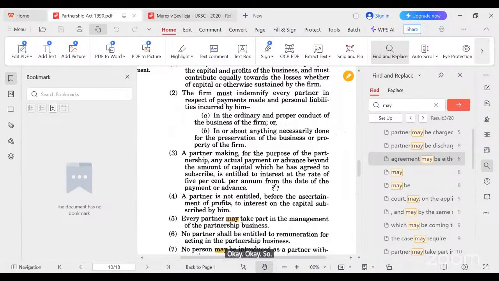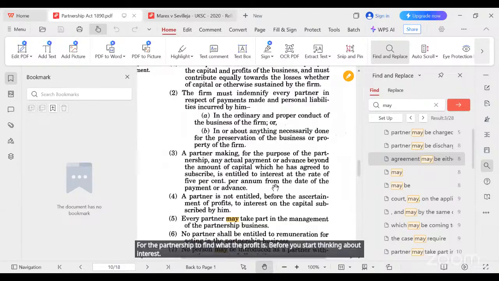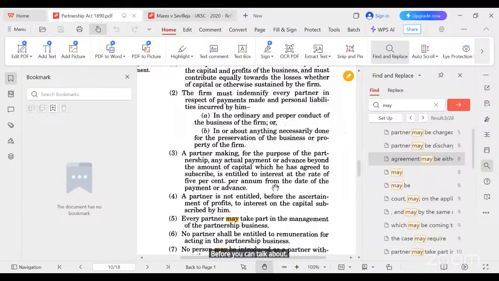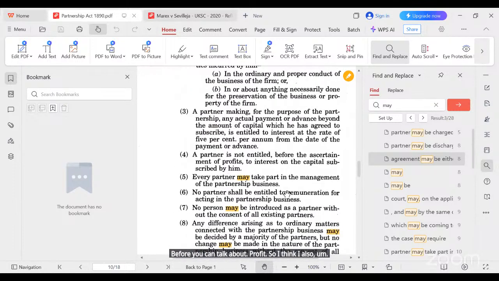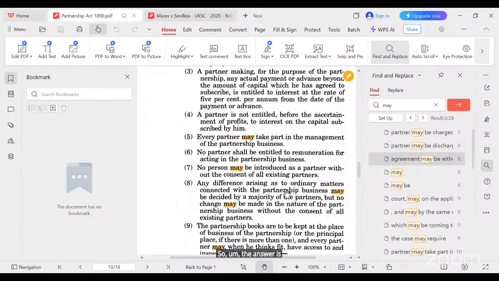So the house, any interrogator, or do you accept that opinion? Is the opinion okay, that we should leave it, and that it is ideal for the partnership to find what the profit is before you start thinking about interest? Because you must remove all of the expenditure, you must remove tax and all those things before you can talk about profit. So I think I also agree with him. So the answer is ideal. Thank you so much, sir.